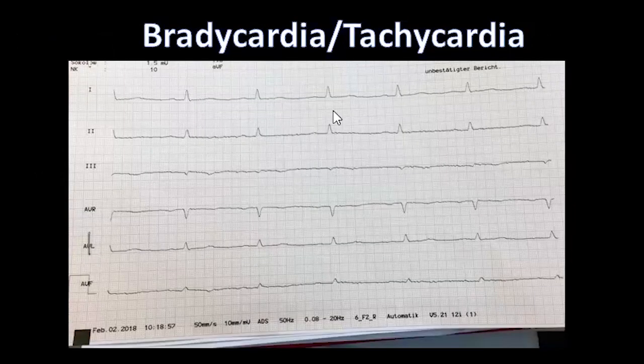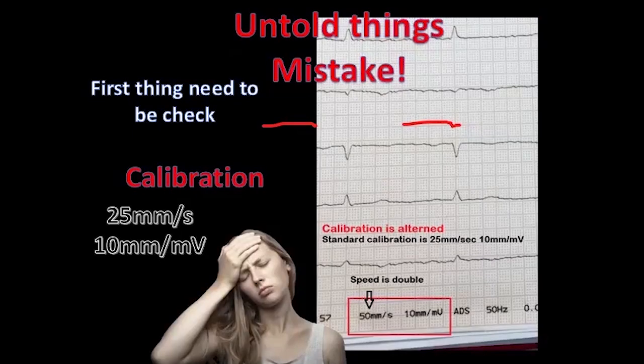You can see here tachycardia or bradycardia. If one has basic knowledge about ECG, then she can tell that this is bradycardia, as the QRS complexes are separated wide apart. We are missing something here. What's that? Yes, another untold thing is that calibration is not given in the book.